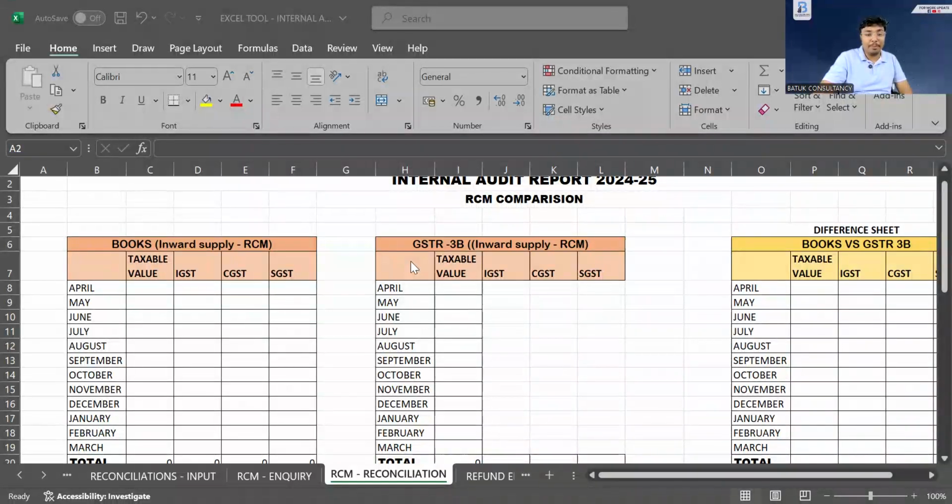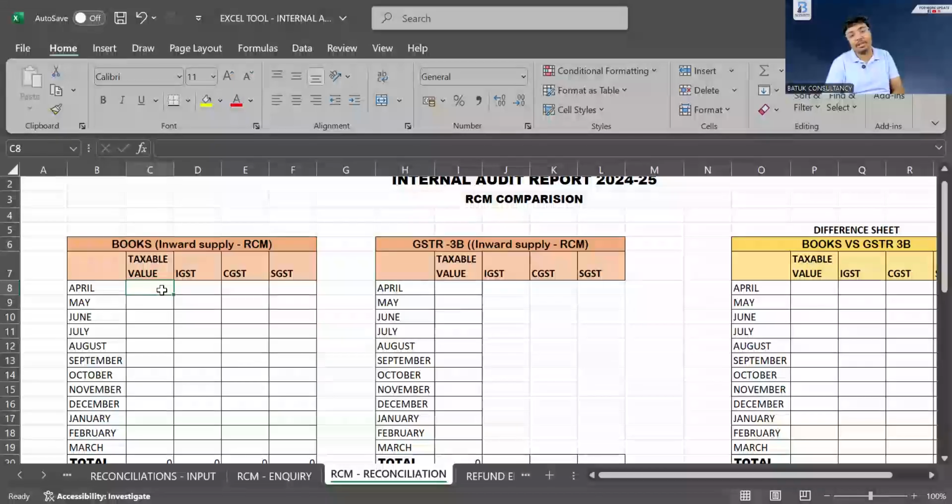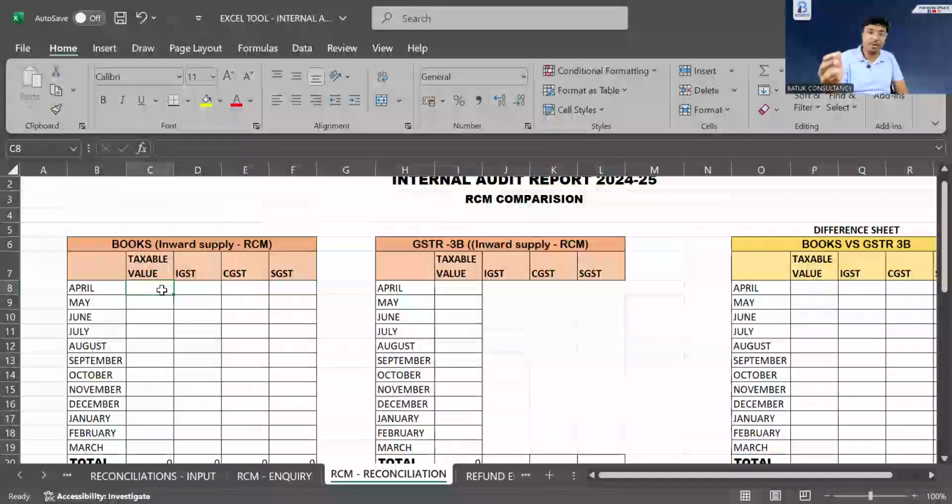So for that purpose, the reverse charge mechanism as per books we have to reconcile on a monthly basis. That will be found through the GSTR-3B which has been generated on a monthly basis through the accounting software. Whatever accounting software you are using, you just need to ensure to generate the GSTR-3B monthly.